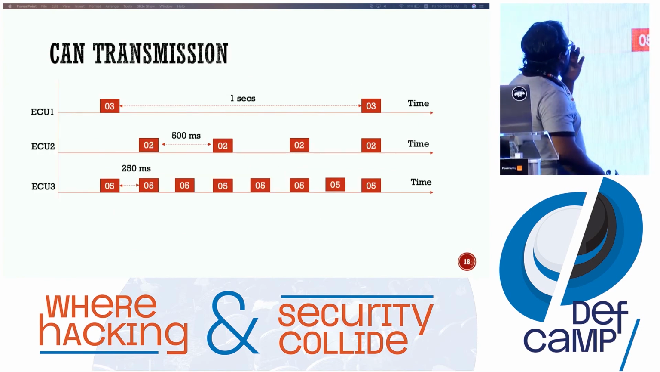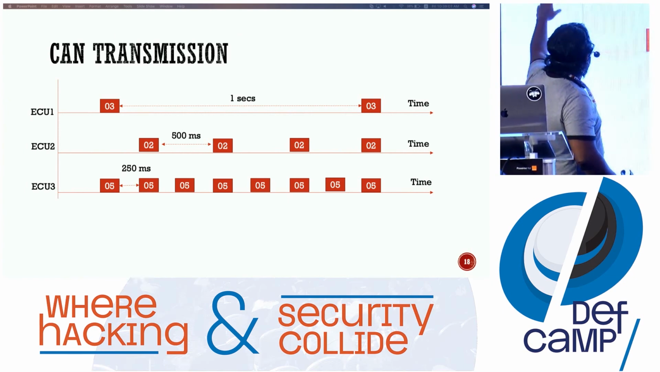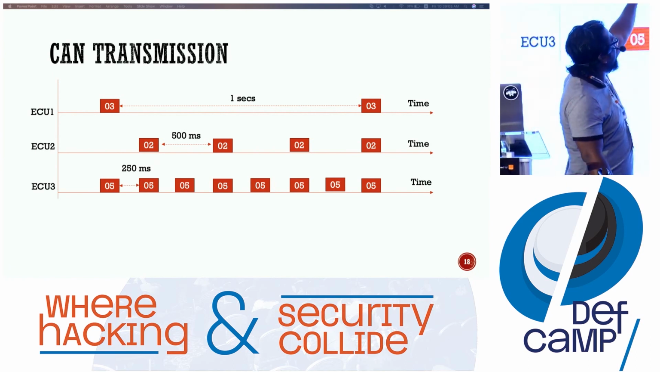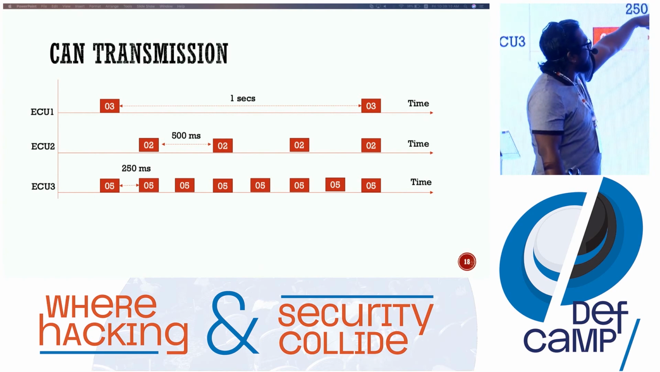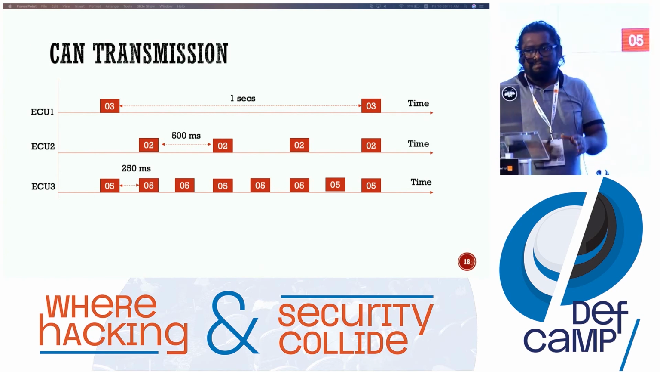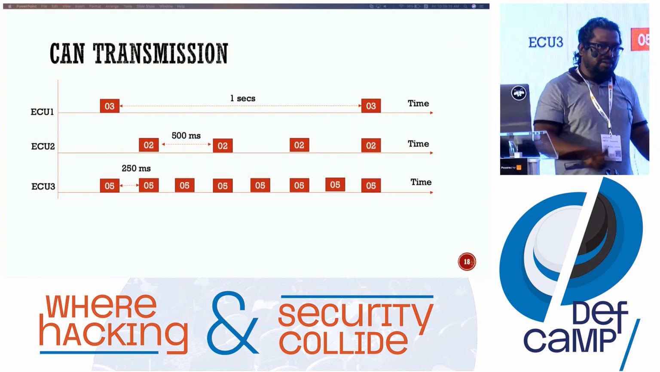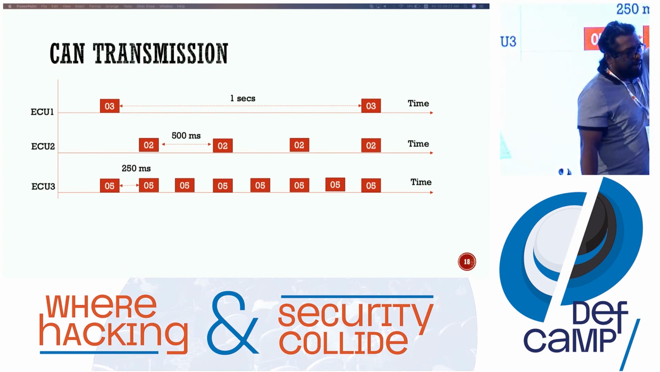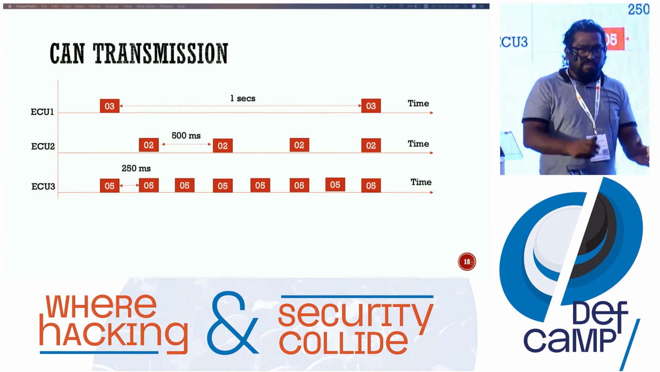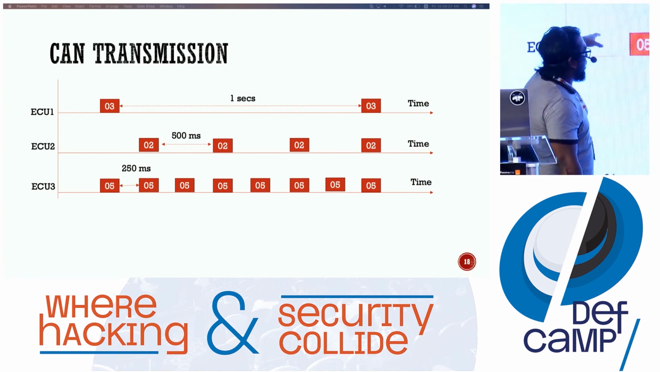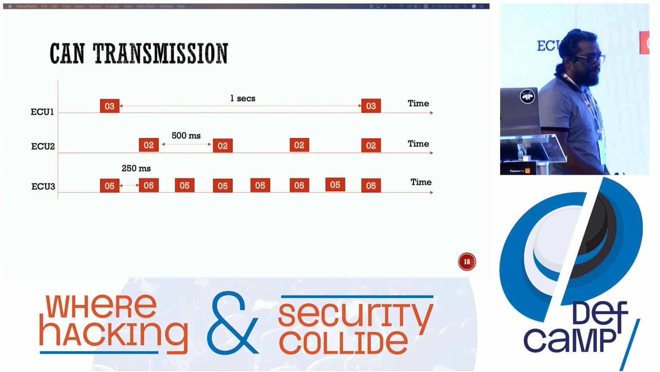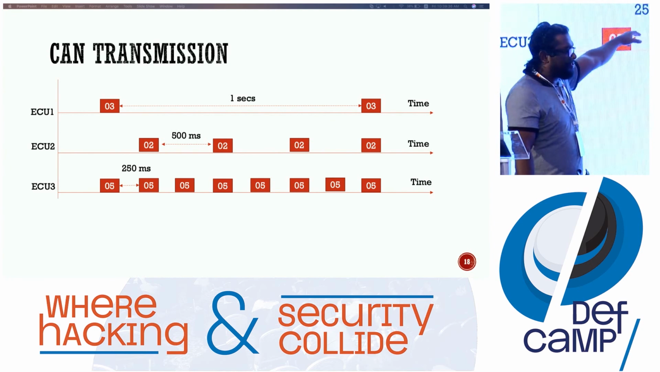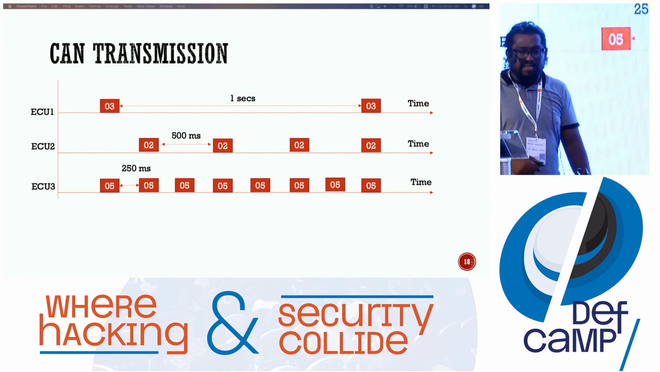In a CAN transmission, say ECU 1, ECU 2 and ECU 3 send messages, for example at 1 second, 50 seconds, and 250 seconds. That is the time difference between two consecutive messages. It's very important to find the time difference between the two messages for a particular thing. It depends on what kind of message it is. If it is the brake, the time difference between two consecutive messages would be very small because it's faster than the other messages.